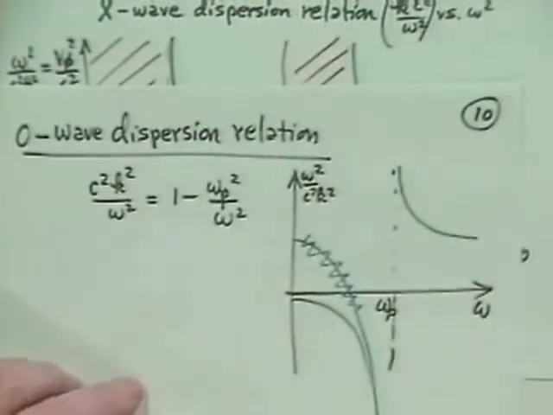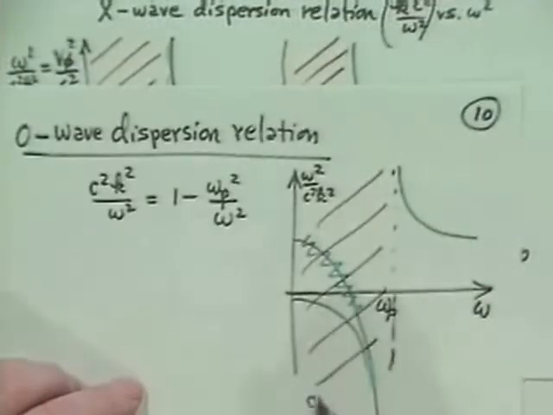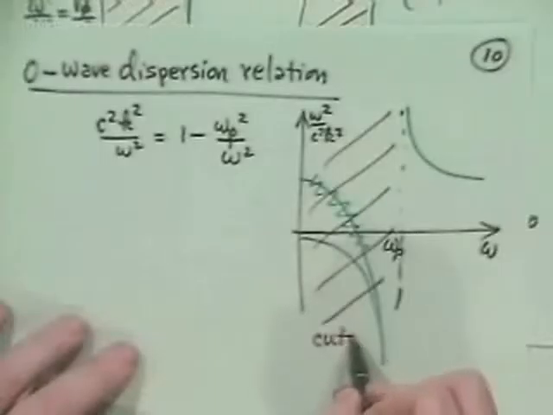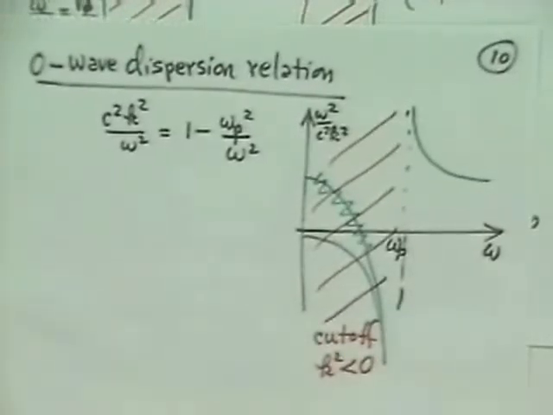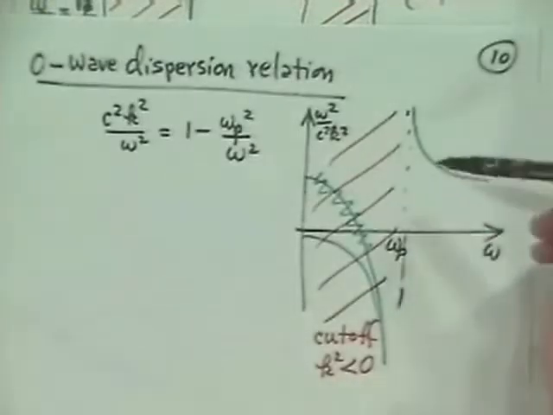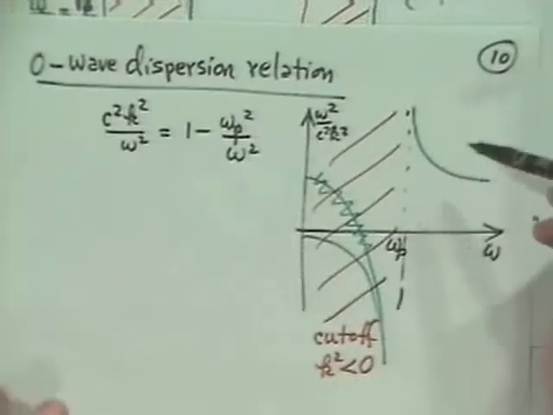And this turns out to be a cutoff region. So again, this is the cutoff region for which k squared is less than zero. The modes won't propagate. So modes only propagate for frequencies greater than the plasma frequency.